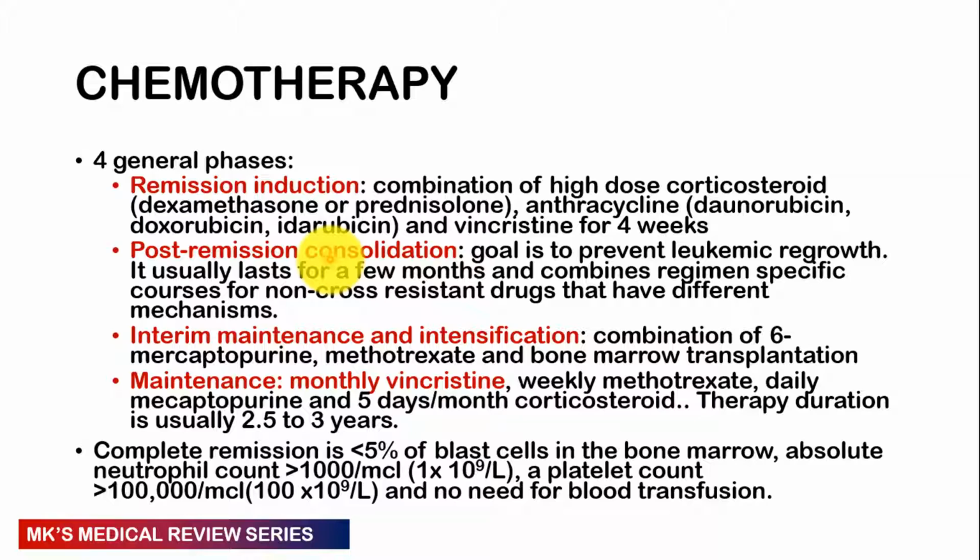Then of course, once this patient has gone into remission, the goal is to prevent the leukemia cells from growing back. So usually this is going to be lasting for a few months, and you combine different regimens of specific courses of non-cross resistant drugs that have different mechanisms. Of course, your local hematologist will know the drug regimen that is recommended for the patient. Then of course, you go into the next phase, which is the interim maintenance and intensification phase, where there is a combination of 6-mercaptopurine, methotrexate, and a bone marrow transplant that can be done. And then of course, maintenance, which is done with monthly vincristine, weekly methotrexate, daily mercaptopurine, and 5 days per month of corticosteroids. Of course, this therapy is done for about 2.5 years to about 3 years.